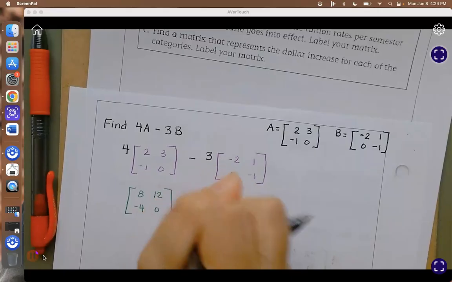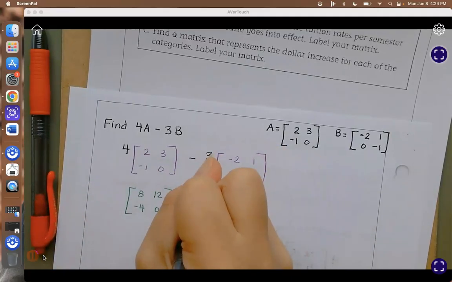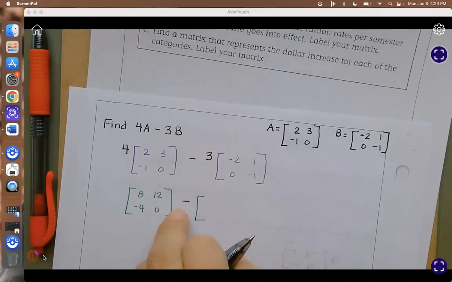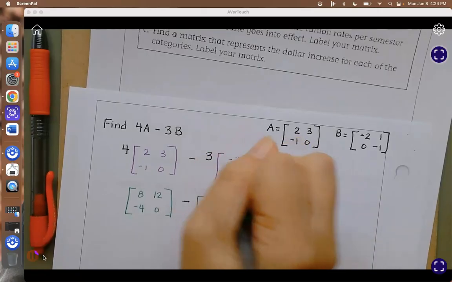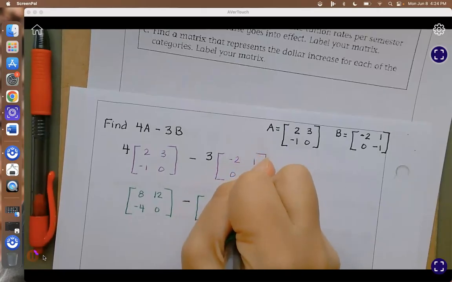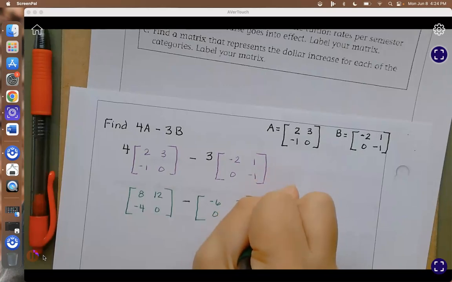Okay. Then you can multiply by the 3. Now, if you multiply by -3, then this would become addition in here. So I'm just going to multiply by the 3. 3 times -2 is -6. This is 3, 0, -3.